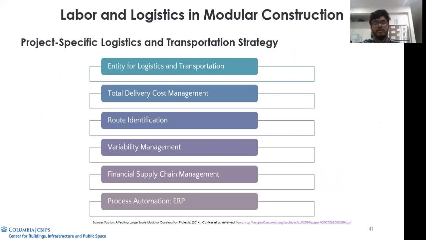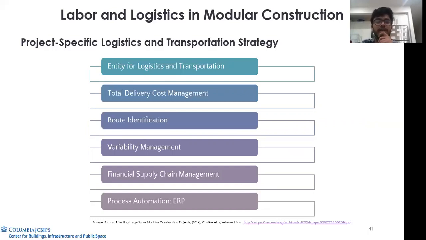So every project is different, and that needs to be accounted for. Every project should have a different logistics and transportation strategy according to where the project is made and which company is doing the project. So these are a few best practices which should be implemented while making a modular constructed building. The first best practice, according to us, would be to have a separate entity for logistics and transportation, with a proper team and a team leader who works on how they'll supply the logistics from offsite to onsite and how it will be transported.